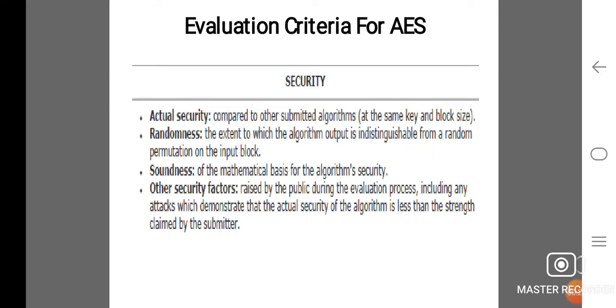Randomness: the extent to which the algorithm output is indistinguishable from a random permutation on the input block. Soundness of the mathematical basis for the algorithm security, and other security factors that are raised by the public during the evaluation process, including any attacks which demonstrate that the actual security of the algorithm is less than the strength that is claimed by the submitter.